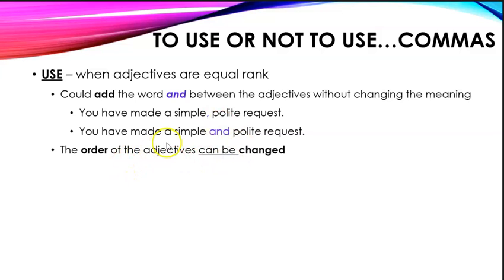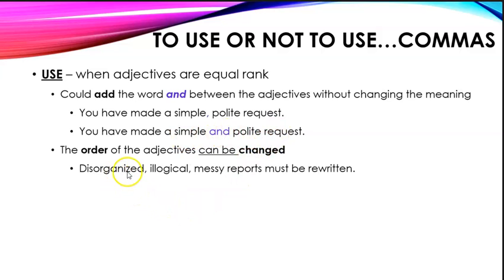The other way you can tell if adjectives are of equal rank is that the order of the adjectives can be changed. And again, if you change the order, it would not change the meaning of the sentence. You have made a polite, simple request, right? Doesn't change the meaning. Another example: disorganized, illogical, messy reports must be rewritten. If I change the order, notice there are commas between these adjectives.